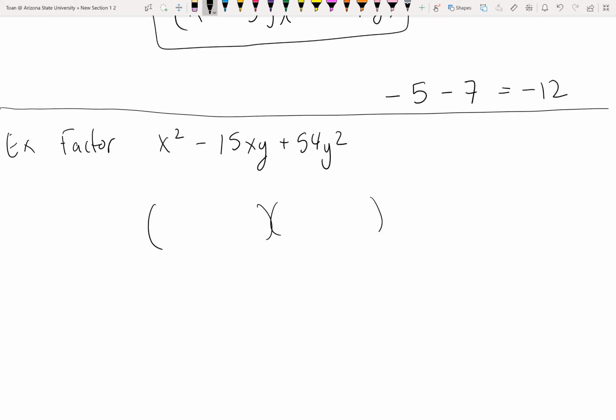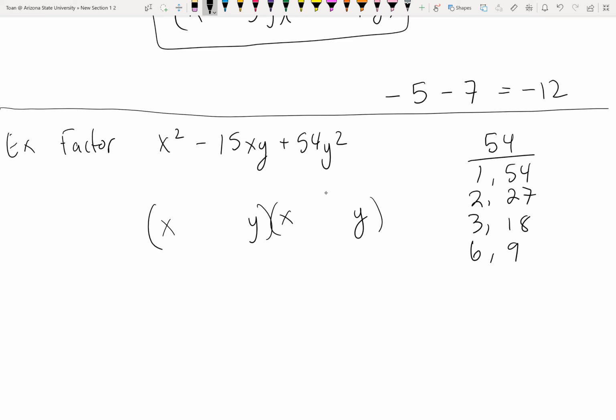So two parentheses, x and x. We do have a y squared here, so we also need a y and a y. Last number is 54, so we have 54 here. Pairwise factor: 1 and 54, 2 and 27, 3 and 18, 4 doesn't work, 5 doesn't work, 6 and 9. I think that's it. Oh my goodness, it's the last one again. Sorry guys, I really suck at picking examples.